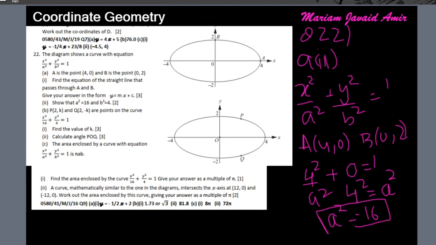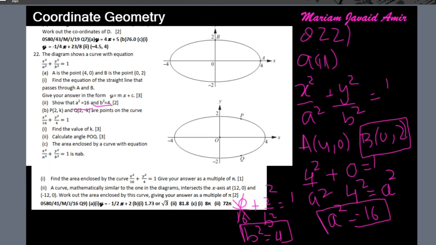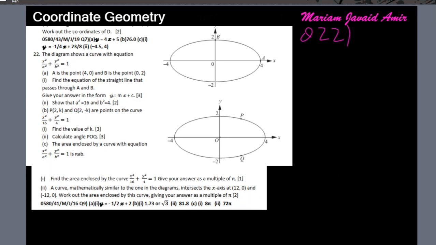Now let's substitute this one in the same equation. So I will get 0 square over 16 plus 2 square over b square equals 1. Again this gets ignored, and b square equals 4, and this is what we were supposed to show here and here.